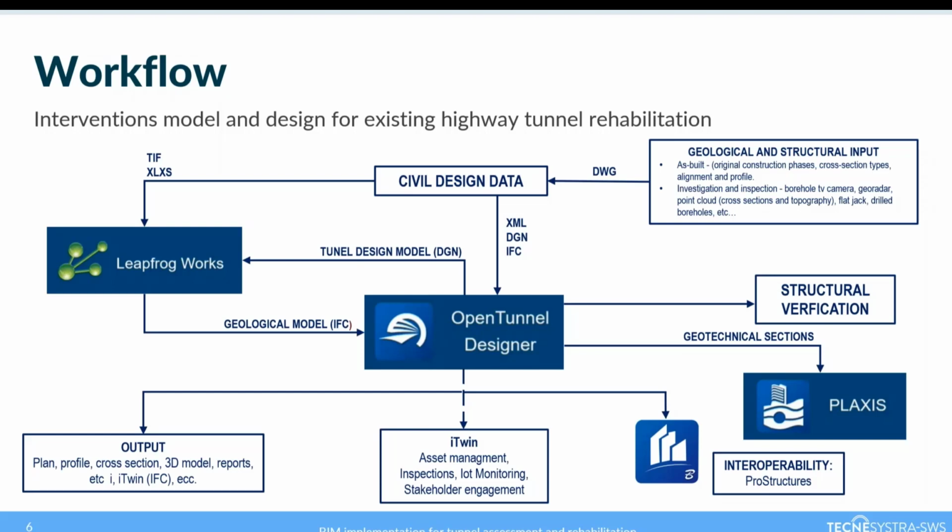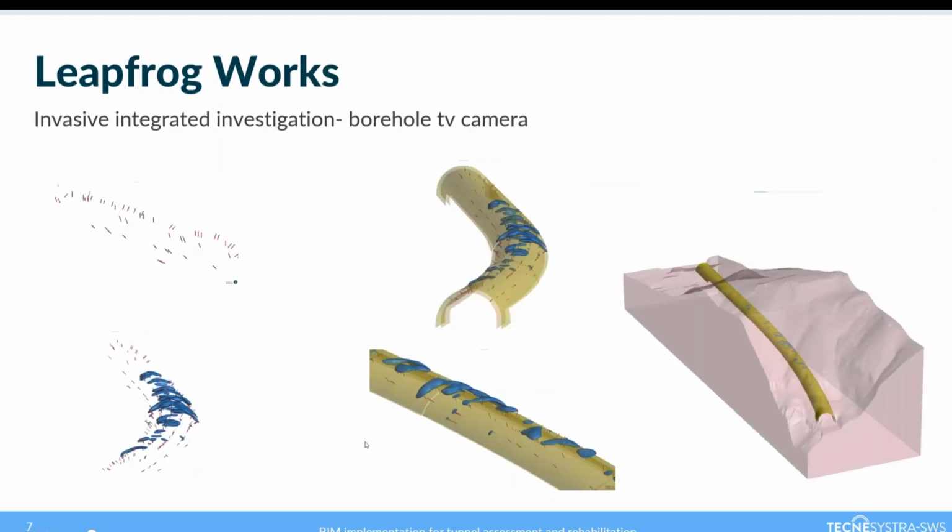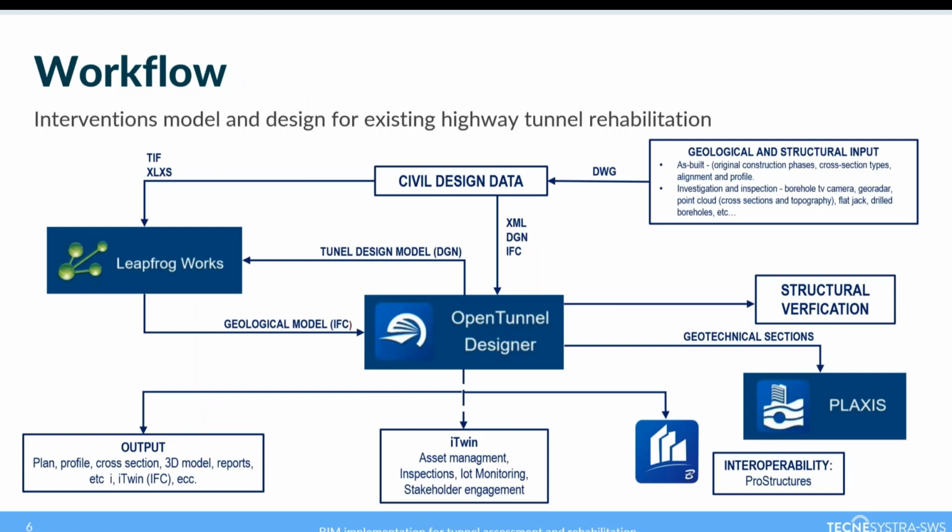So all the information coming from this file will be imported in OpenTunnel as an XML or DGN or even IFC file. All the data regarding the borehole, TV camera, and flat jack checks from the investigations are imported into Leapfrog. In Leapfrog, we can use all this data from the flat jack checks and the boreholes, so we can do the voids model and create a flat jack model as well.